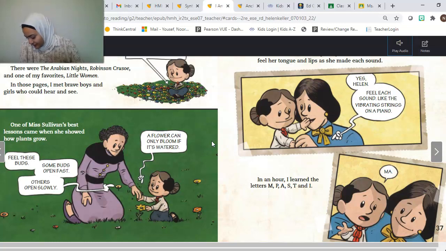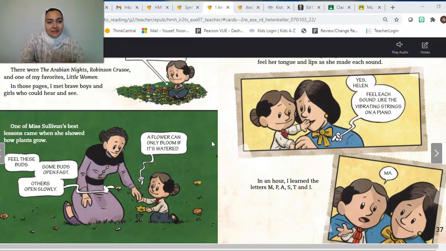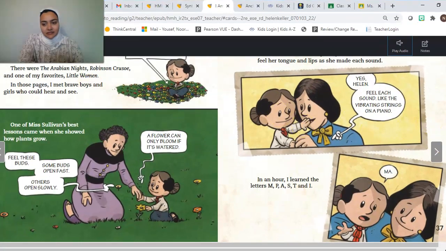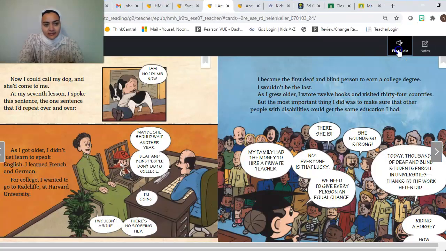Why was Miss Sullivan worried that Helen would get frustrated if she tried to learn to speak? She thought it would be hard because Helen could not hear what speaking sounded like. But instead, Helen wasn't going to let anything stop her. It took her only an hour to learn to say six different sounds. What does that tell us about Helen? She's very smart and she is willing to learn. She wants to learn. Now I could call my dog, and she'd come to me. At my seventh lesson, I spoke this sentence, the one sentence that I'd repeat over and over. I am not dumb now.